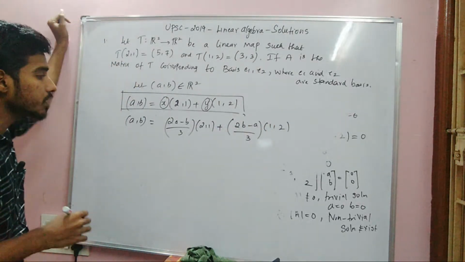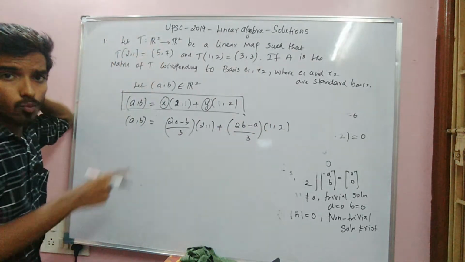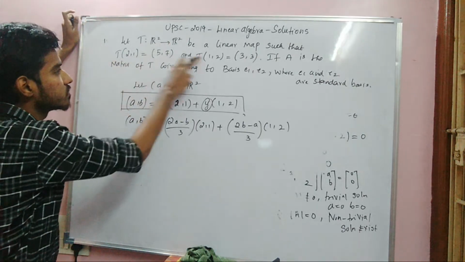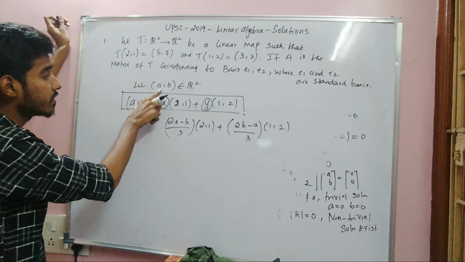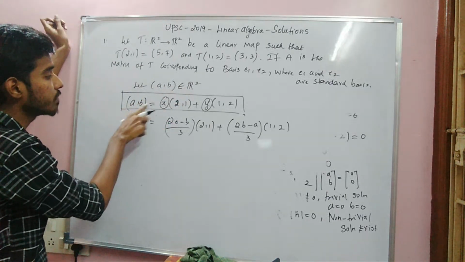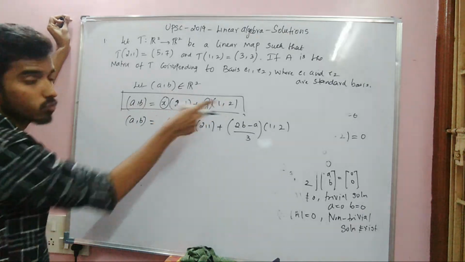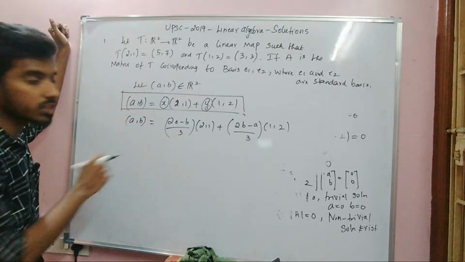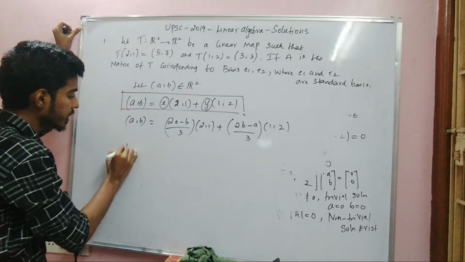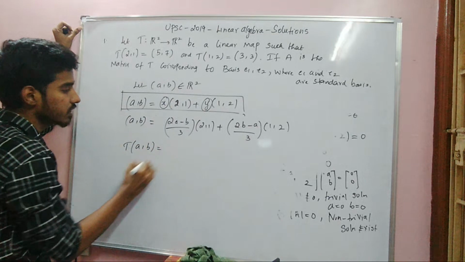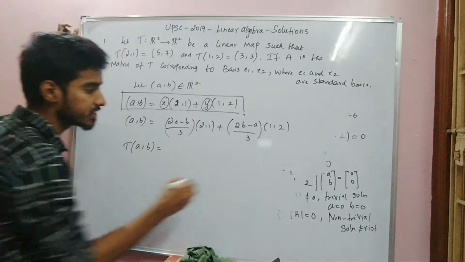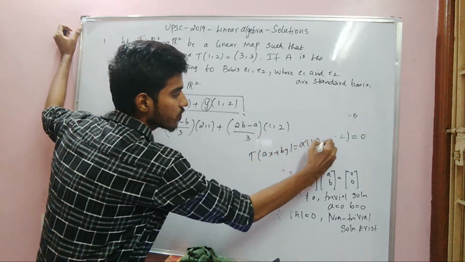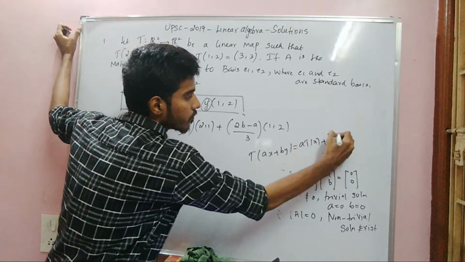Now it is given that T is a linear map. Now I am going to apply T on both sides. I think it's very easy. First I have shown that these are linearly independent. Then for any vector (a, b) in R2, I can write (a, b) as a linear combination x times (2, 1) plus y times (1, 2). Now I have found the values of x and y in terms of a and b earlier. Now I am going to apply T on both sides. So T of (a, b) is equal to, since it is a linear transformation, that means T of (ax plus by) is equal to a times T of x plus b times T of y, right?